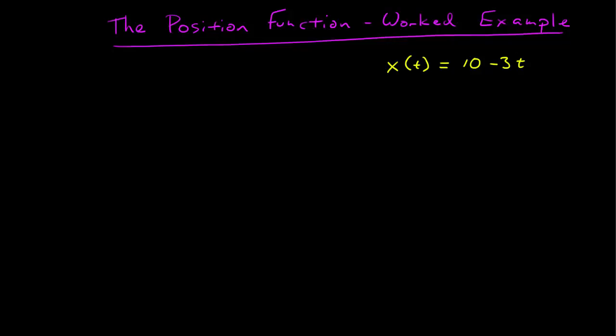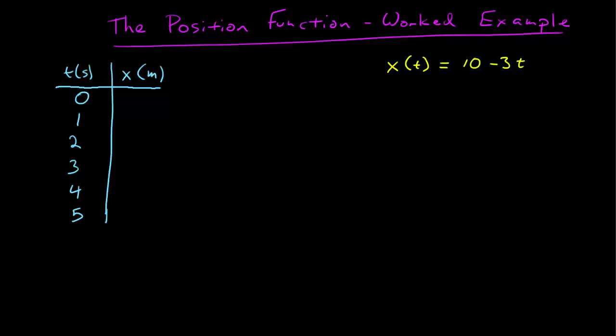In this video, we have a position function, and we want to look at it in a bunch of different representations, and then calculate the distance and displacement. Our first task is to come up with a tabular representation for every second between 0 and 5. That's just evaluating the position function at the various times.